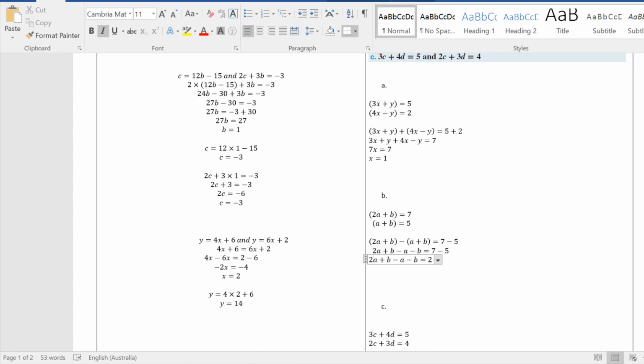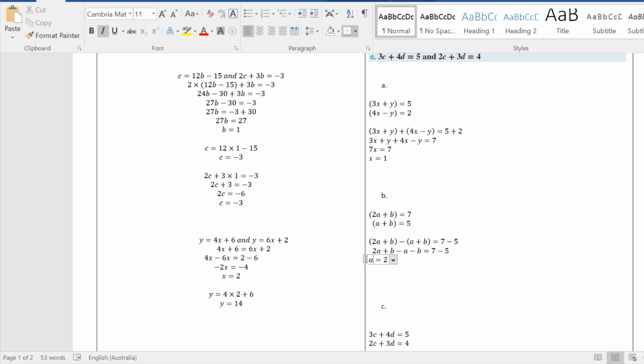2a minus a is just going to give us a. If you have $2 and you lose $1, you're left with just $1. Now we've got positive b minus b. That's going to give you plus 0, which is just equal to a. This one was a little bit easier. We just get a is equal to 2.